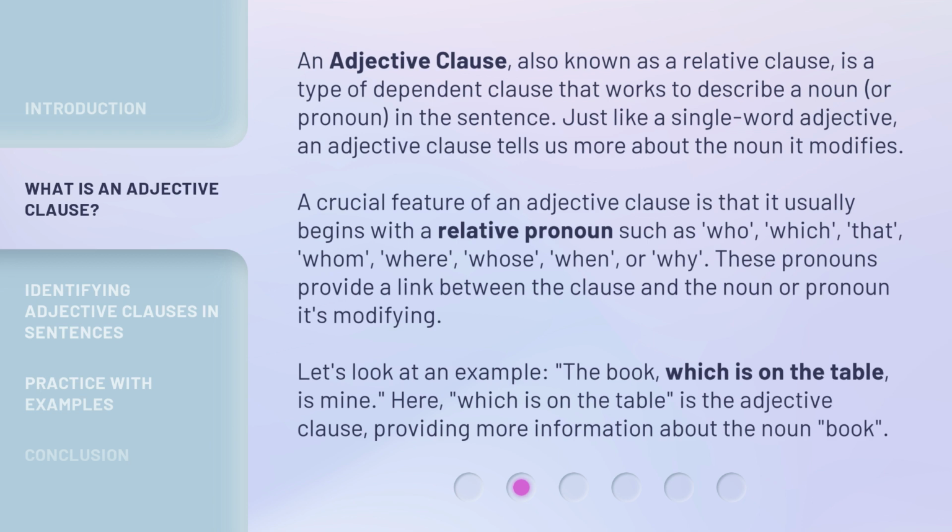Let's look at an example. The book, which is on the table, is mine. Here, which is on the table, is the adjective clause, providing more information about the noun, book.